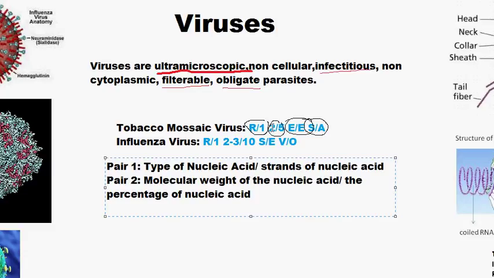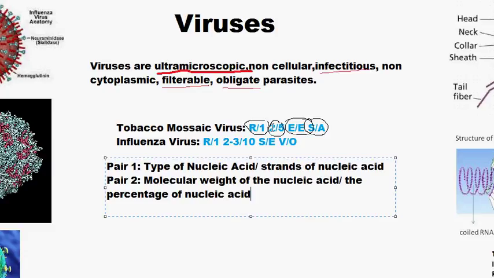And then what is the percentage of nucleic acid? Well, viruses do not contain nucleic acid alone. Do they contain only DNA? No, they contain a capsid layer, as I told before, and a lipid layer also. So when we weigh the total virus and find out what percentage of its weight is occupied by the nucleic acid, that is called the percentage of nucleic acid.